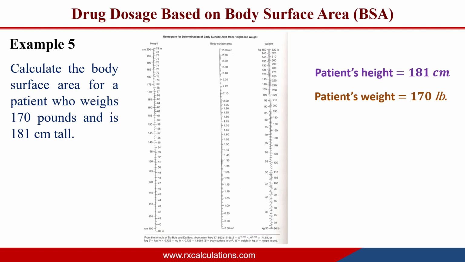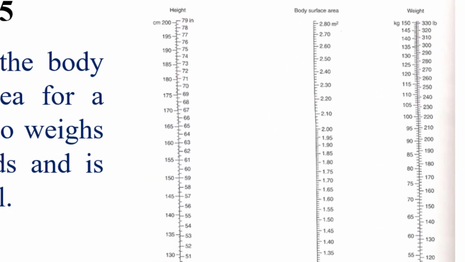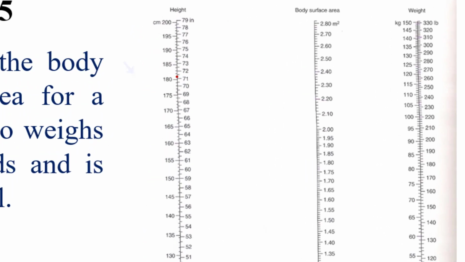So we go to the nomogram and then we look for the height column, which will be the column to the left. And because the units of the patient's height are in centimeters, we are looking to the left side of that column. So we look for the 181 centimeters and we indicate that on the chart. So we have that indicated by the red dot.